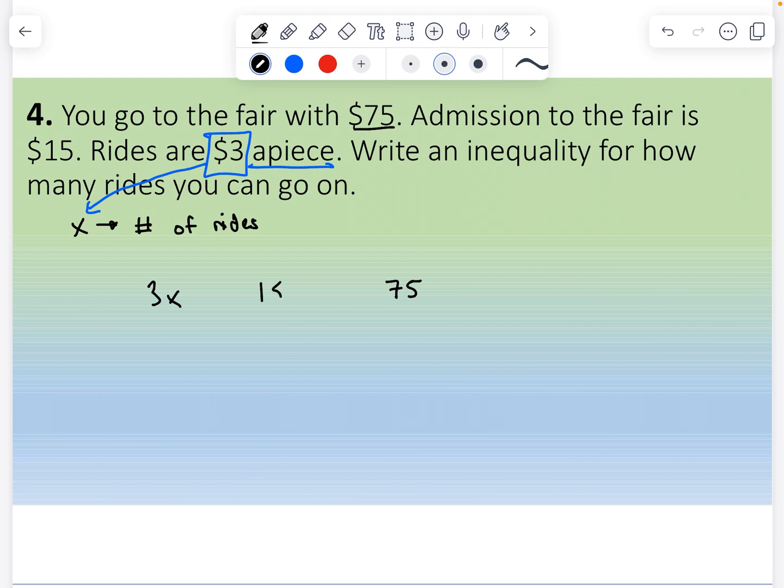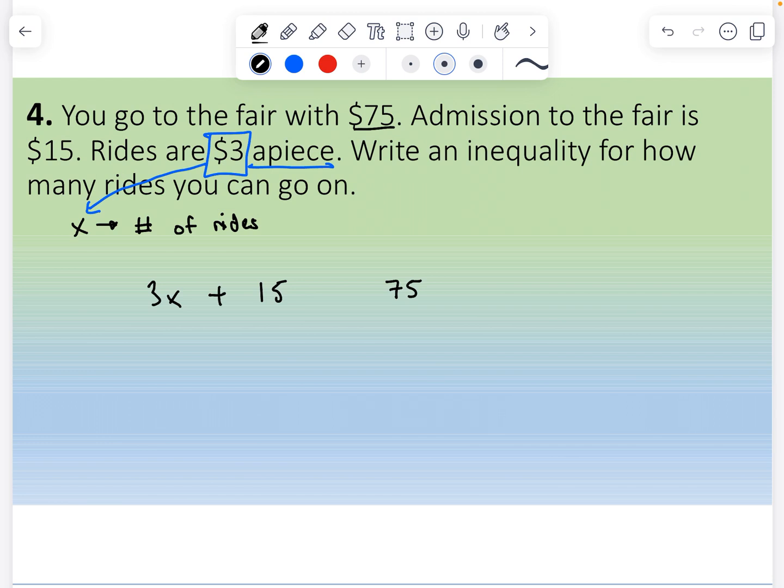But it's just 15 bucks to get into this fair, so it's just a flat rate. I'm not going to pay multiple admissions unless I have more people that are also going to be paying their admissions. But for me, it's just 15 bucks to get in. And I would add those prices together to figure out how much I'm going to pay.